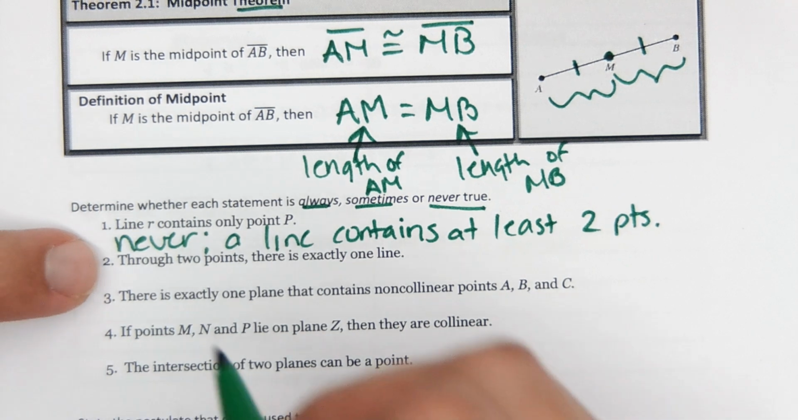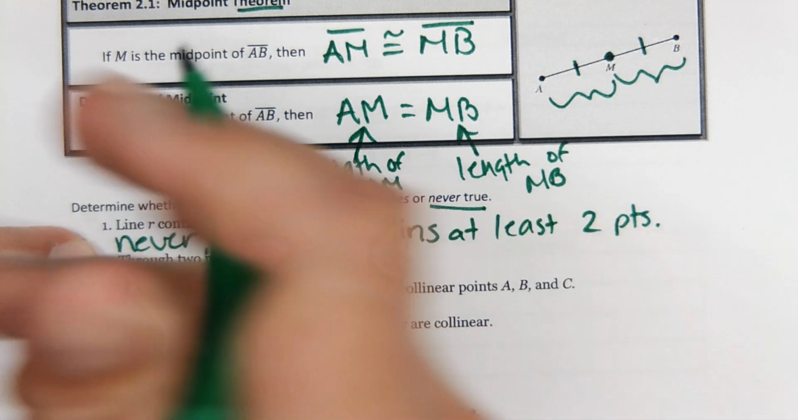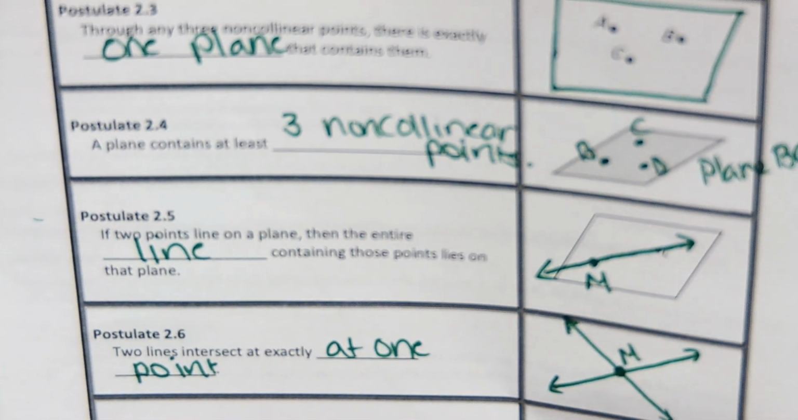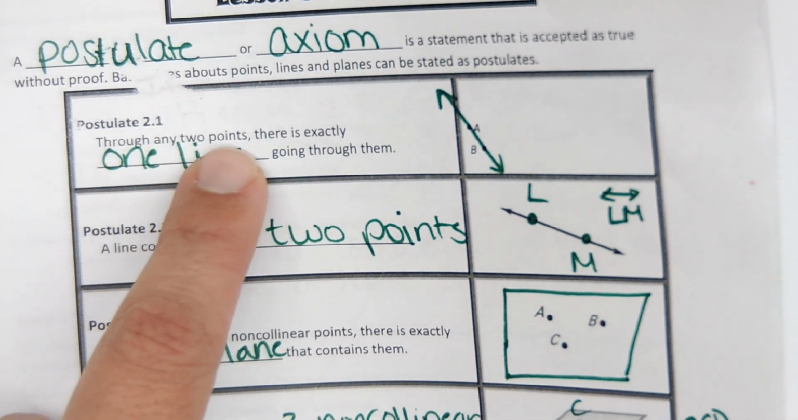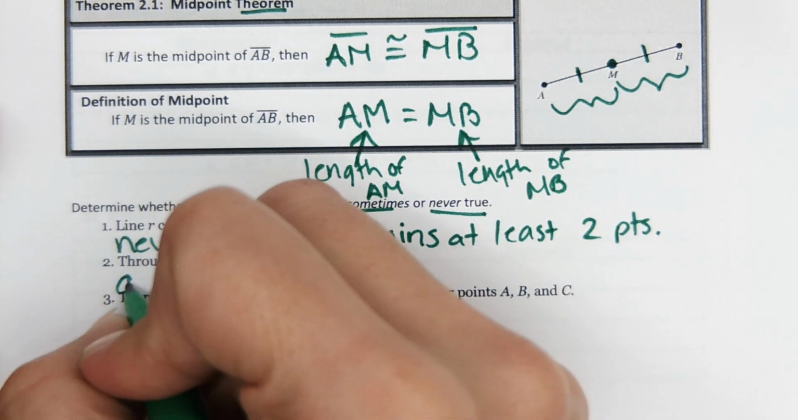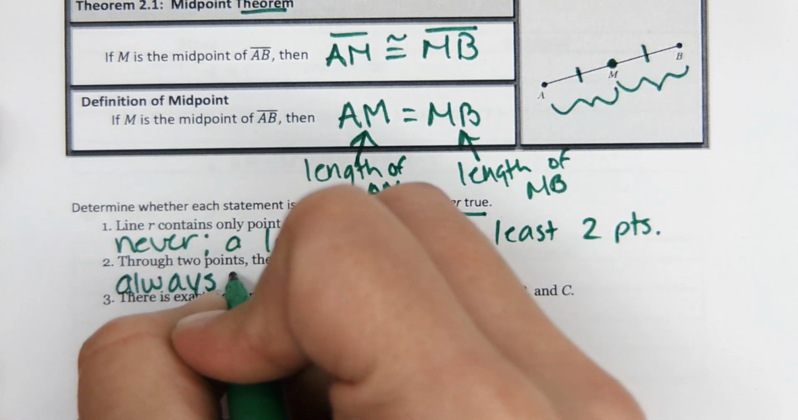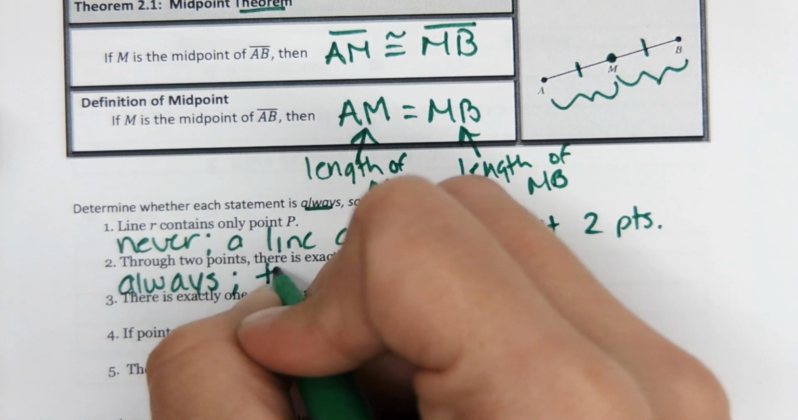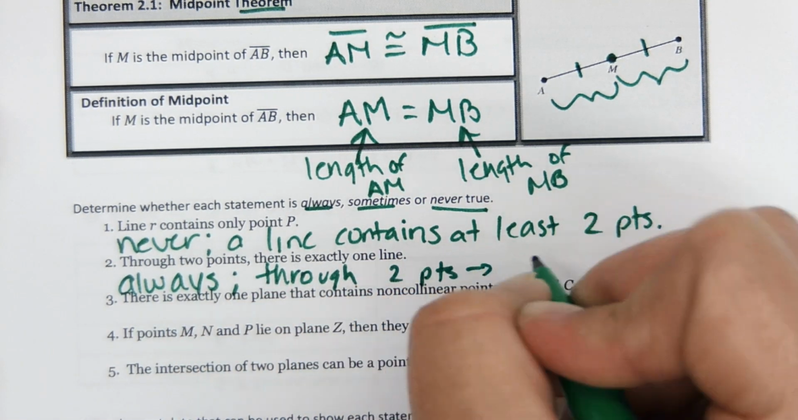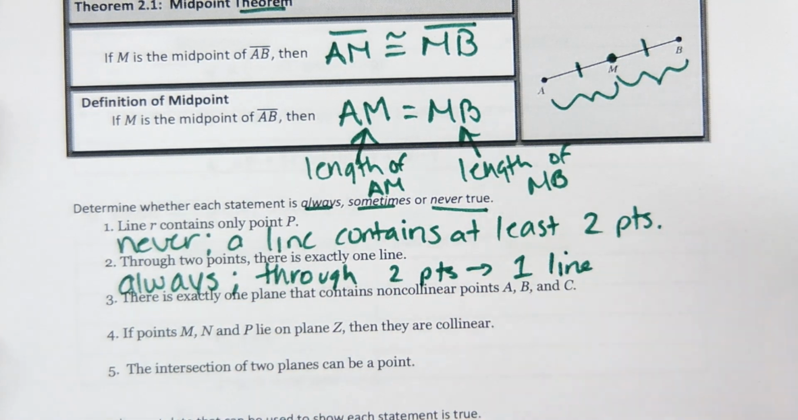And then the next one, through 2 points, there's exactly 1 line. Well, we literally have that right here. Through any 2 points, there is exactly 1 line going through them. So that is always true. Through 2 points is 1 line.